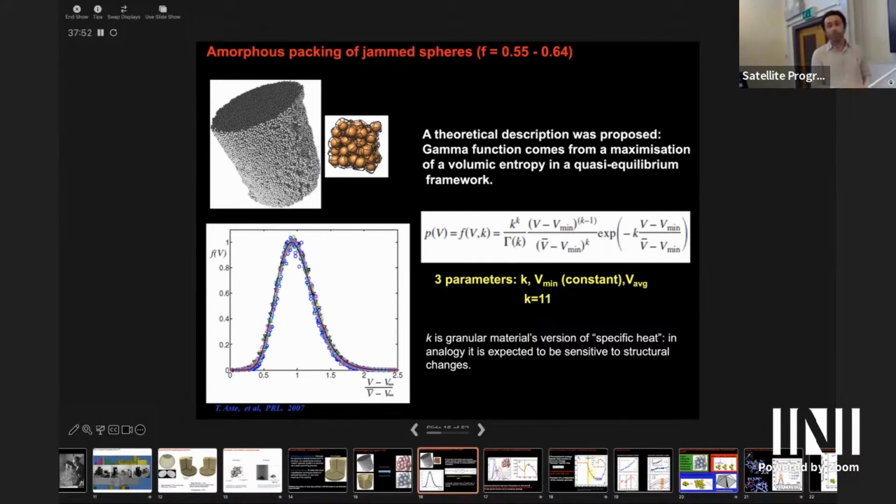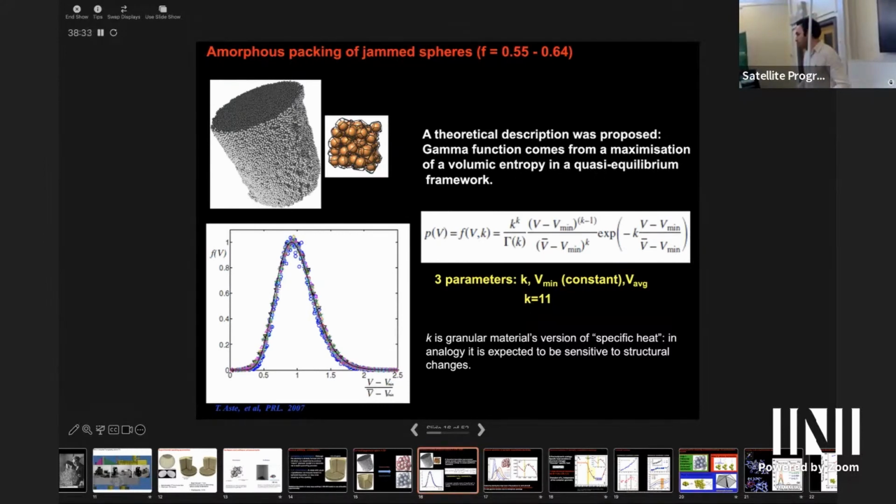And there is the average volume, which is calculated based on the Voronoi tessellation. And then there is this free parameter K, which defines your gamma function. This gamma function turns out to fully describe and predict packings of disordered identical spheres. You can go deeper and find out what this K means. This K for disordered packing turns out to be around 11, and it has its roots in the specific heat of granular materials. I won't go into that direction that far.